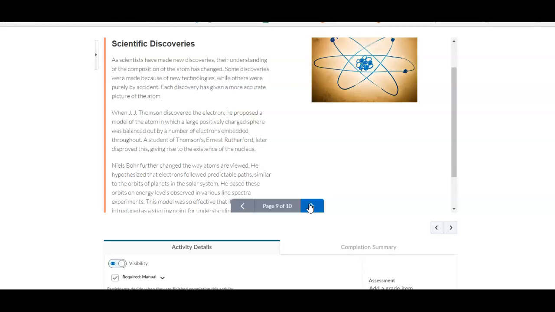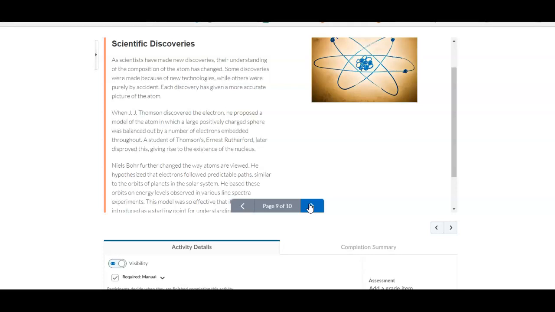When J.J. Thomson discovered the electron, he proposed a model of the atom, which is a largely positively charged sphere, and it was balanced out by a number of electrons embedded throughout. A student of Thomson's, Ernest Rutherford, later disproved this, giving rise to the existence of the nucleus. So we didn't have that idea before.